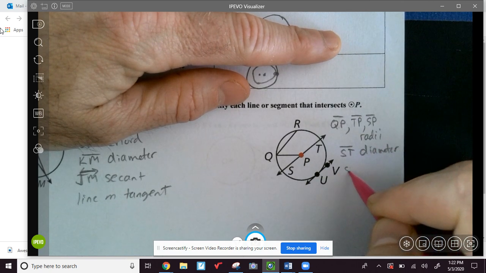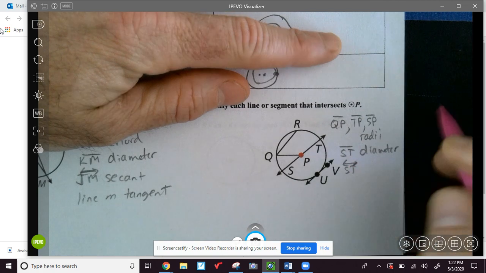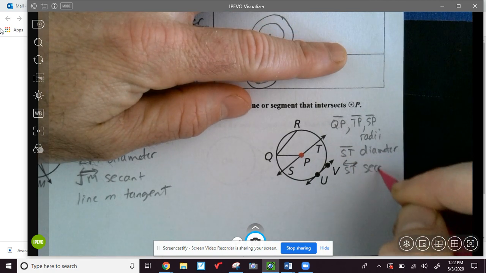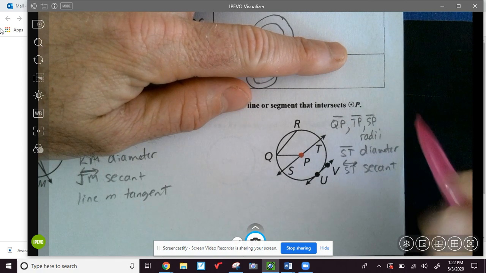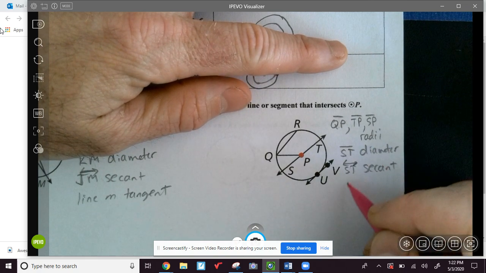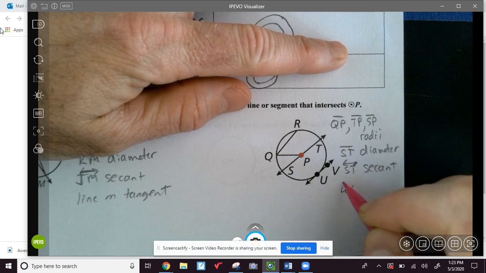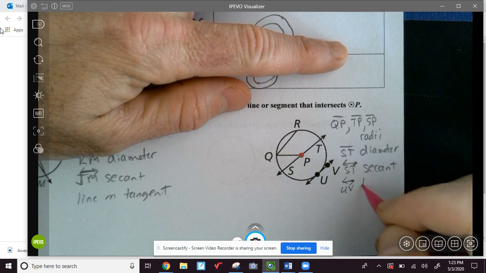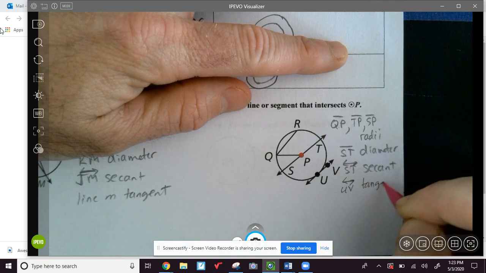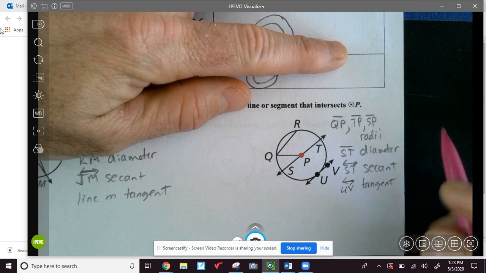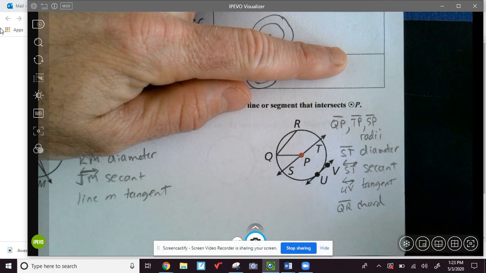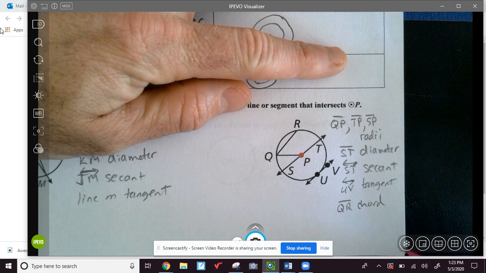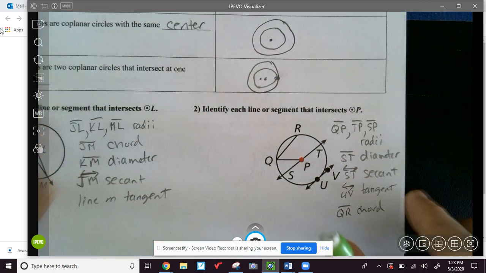I see the line ST, that's going to be a secant, even though it goes through the center. I see line UV, tangent, and I see segment QR, chord, and I believe that's all I see. Did I get everything? Hope I did. All right, let's move on.